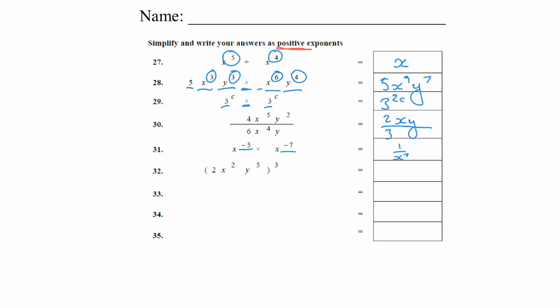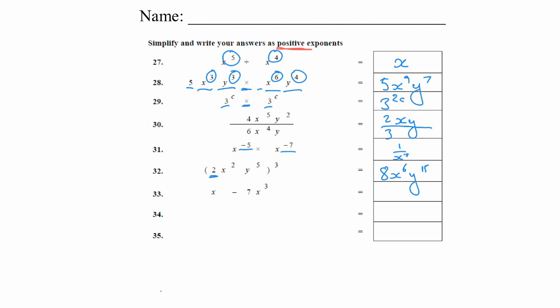Question 32, and we're raising a power to a power. And so let's go through this numbers or coefficients and then variables. So let's start with our coefficient of 2. What's 2 cubed? 2 cubed is 2 times 2 times 2 is 8. So we've got 8. What is x squared cubed? Well, we multiply these two, so we're left with x to the 6. What is y to the 5 to the power of 3? Well, we multiply these, so we've got y to the power of 15.